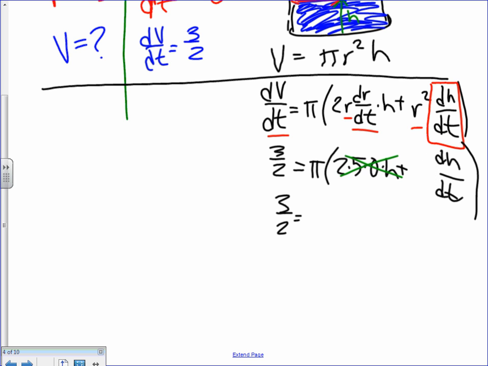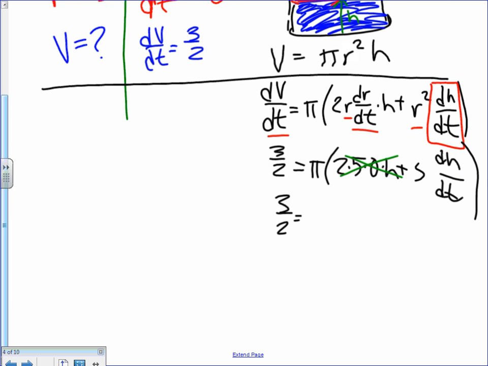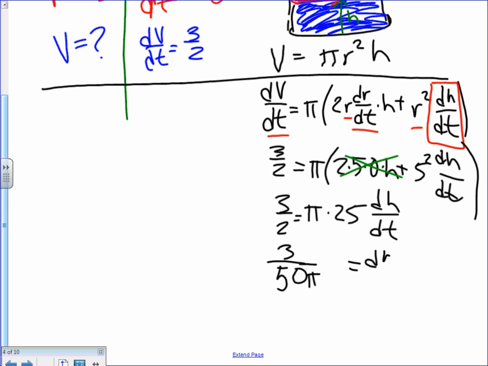This was r squared, and r was, let's look back up there, 5. So 5 squared. So I got pi times 25 dh dt. So I'm going to divide both sides by 25 pi, and I get 3 over 50 pi equals dh dt. And then finally, I've got to do some units.